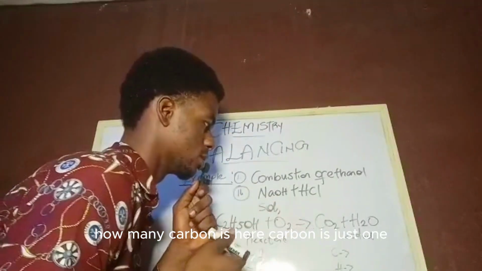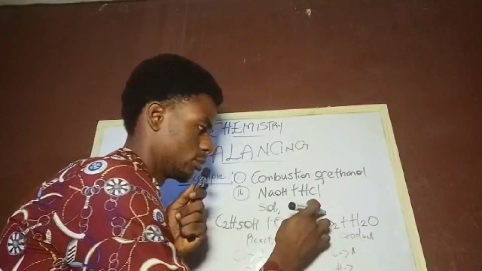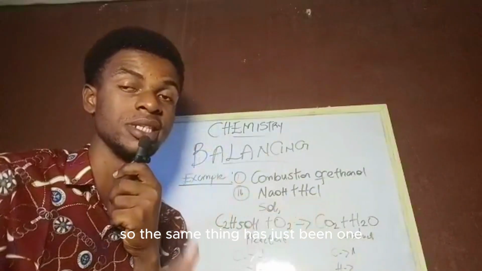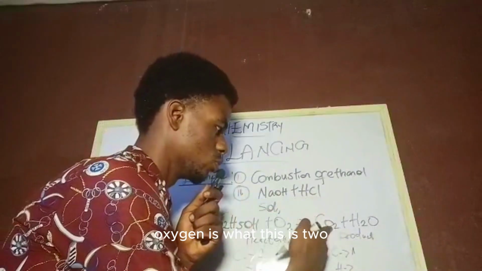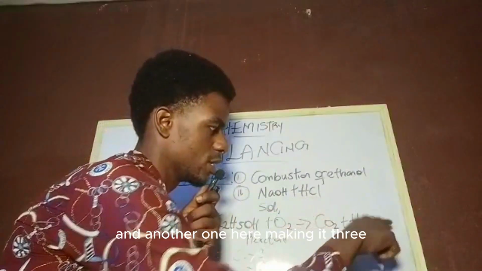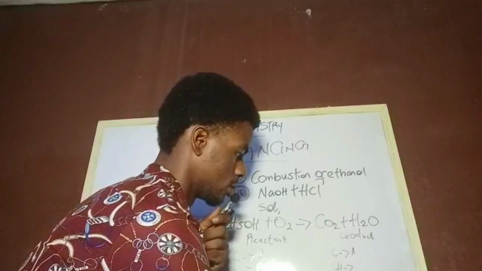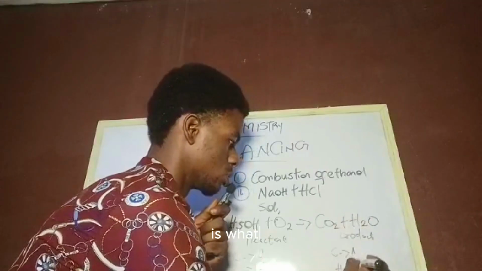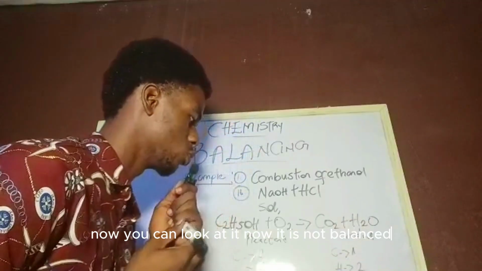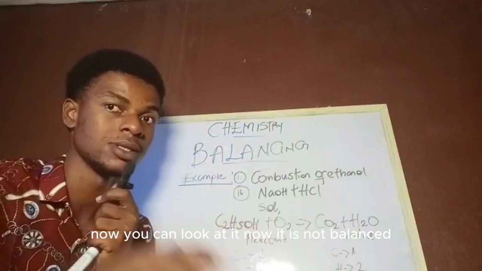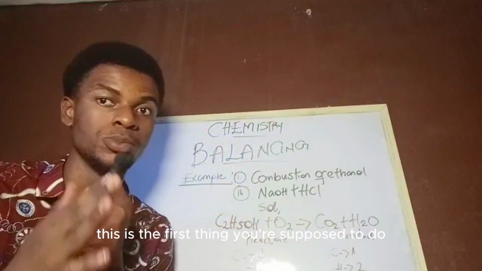How many carbon is here? Carbon is just 1. There is nothing here, so the same thing as just being 1. Oxygen is what? This is 2 and another one here, making it 3. That is for oxygen. Then hydrogen is what? 2. Now, you can look at it now. It is not balanced.